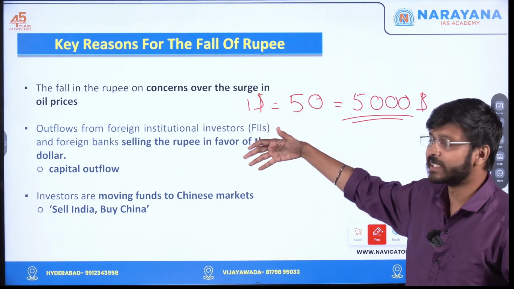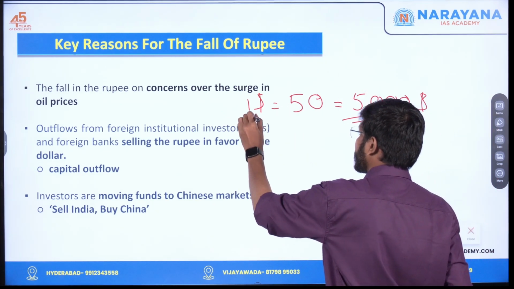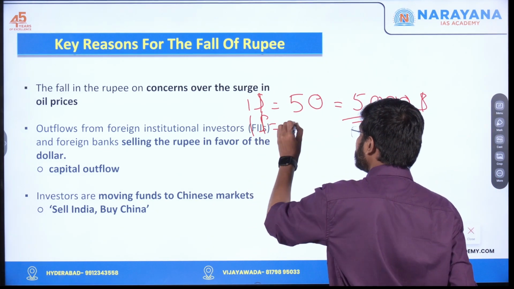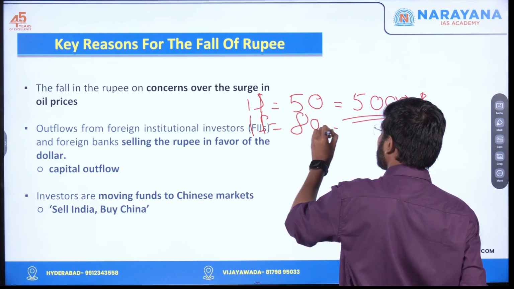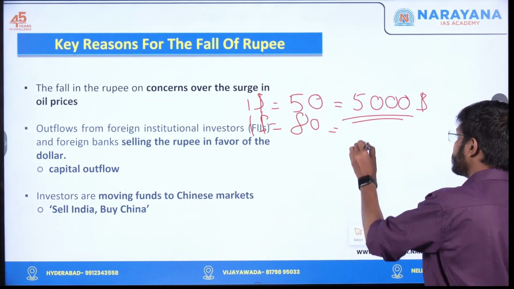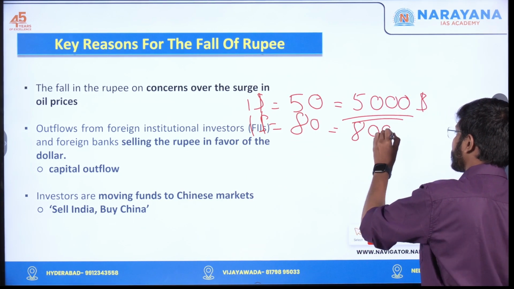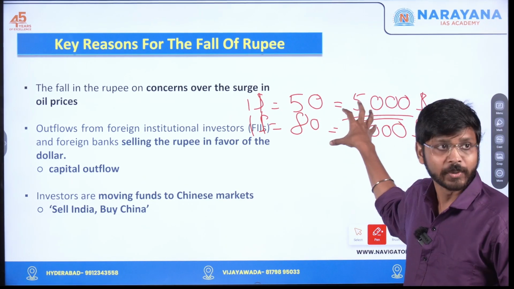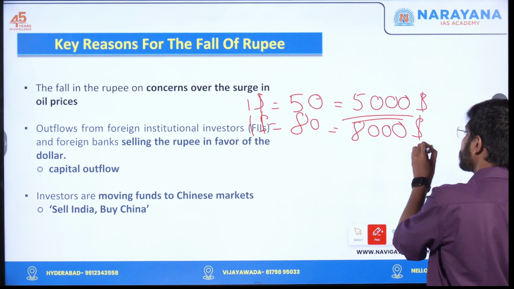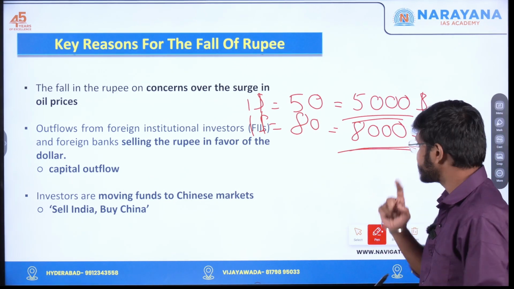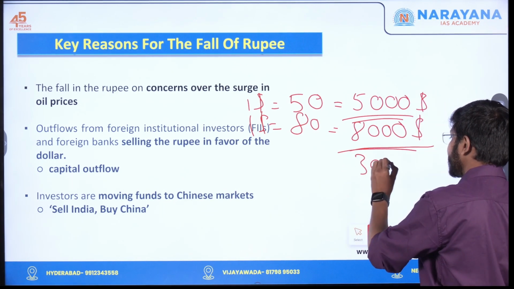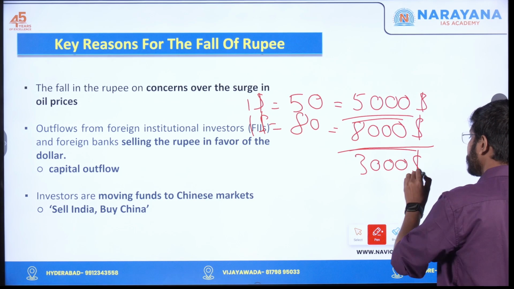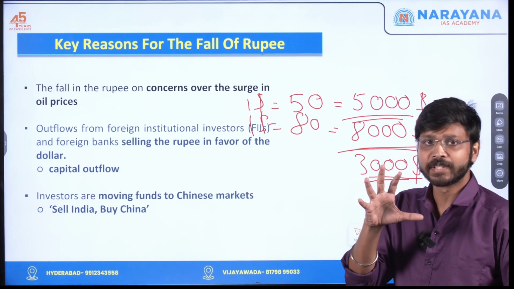Imagine this exchange rate is increasing. So now $1 equals 80 rupees. So how much will it cost? $8,000. To buy the same oil, now it is $8,000. So how much do we need extra? We need $3,000 extra to buy the same 100 barrels of oil.